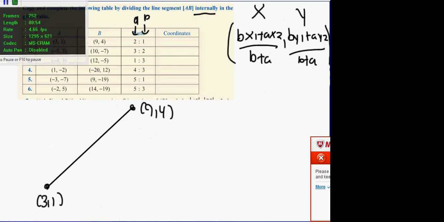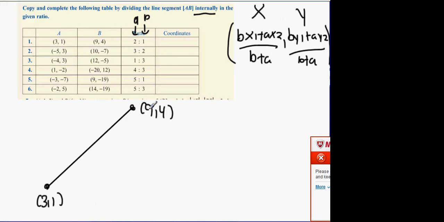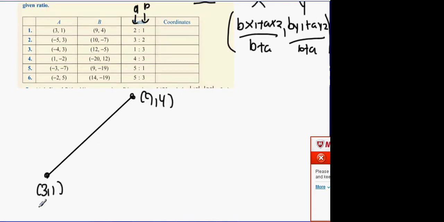Moving on to this equation here, okay, we have 9, 4 and 3, 1. It divides up into the ratio A is 2, B is 1. So what we're going to do is plug it into our formula, okay? So what we're going to get is bx1. So this is going to be x1, y1, x2, y2. Once again, it doesn't matter which one's which. Let's use our formula for this now, okay?